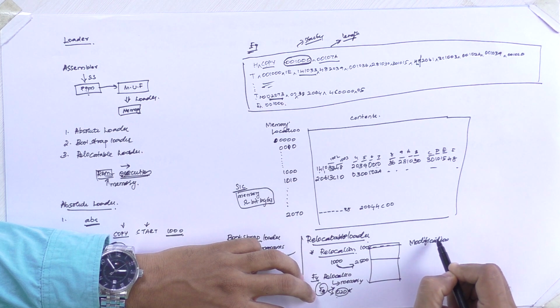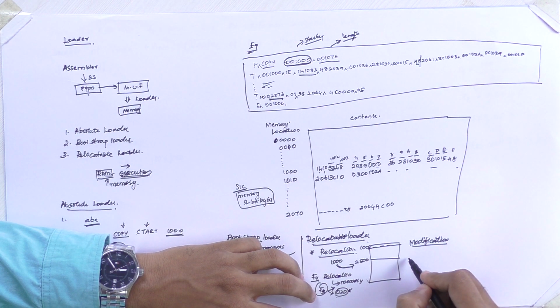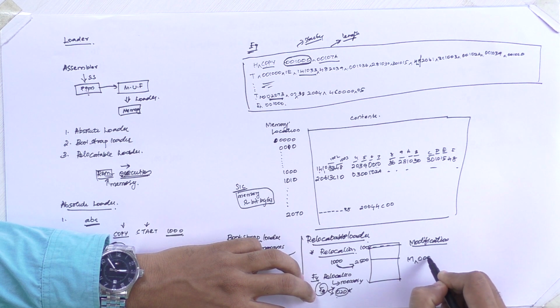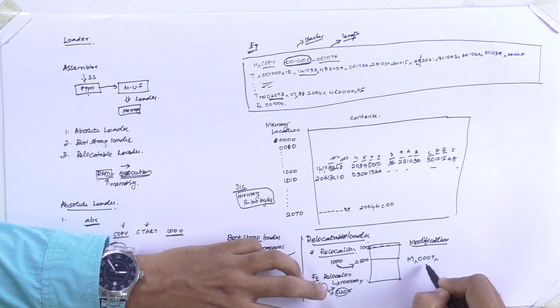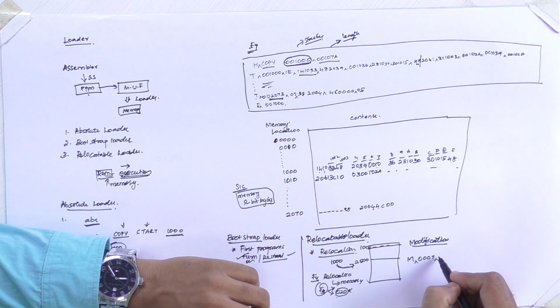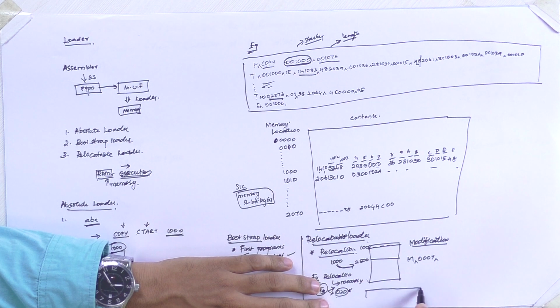So what is a modification record? We will write the location which will be modified. Here, for the modification record, we write M, then for example 007, which is the location that will be modified, and how much will be modified. For example, we can see a format 4 instruction like this.